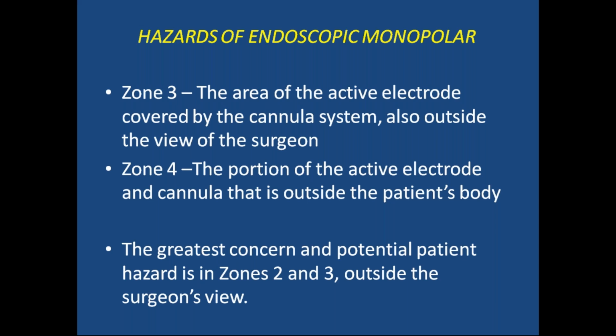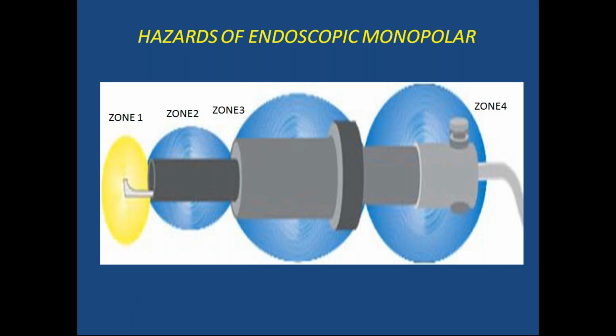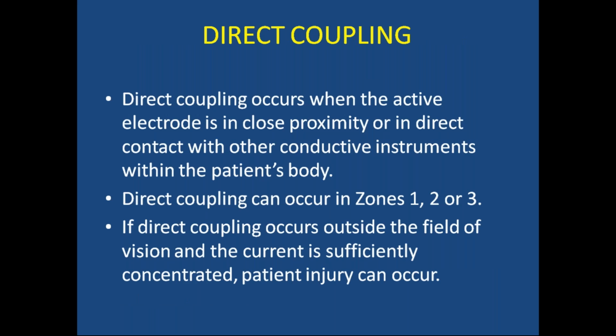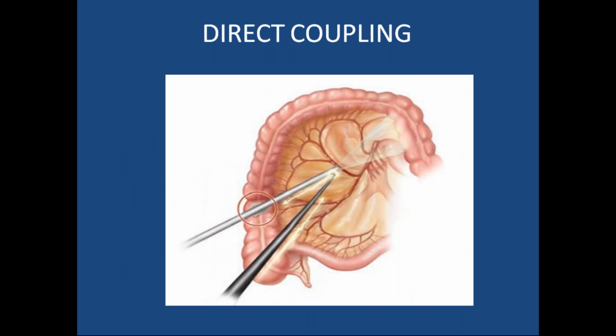So these are all not required, but you have to know in advancements what the hazards are. These are the various zones: zone 1, zone 2, zone 3, and zone 4. So what is direct coupling? This occurs when the active electrode is in close proximity or in indirect contact with other conductive instruments. In laparoscopy, this direct coupling occurs. These are the side effects, or complications, in laparoscopic surgery.